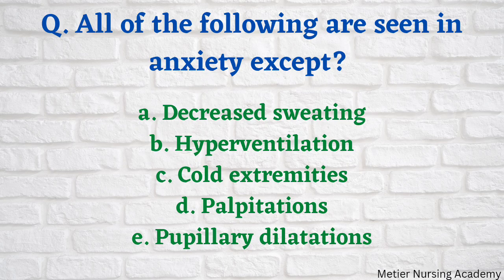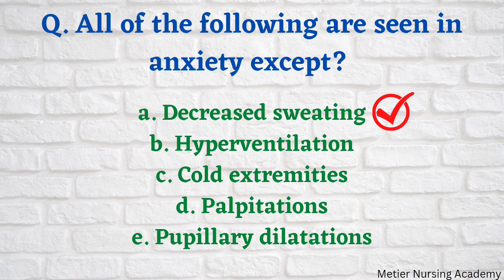The first question is, all of the following are seen in anxiety except. This question was asked in Kerala 1996. The options given here are decreased sweating, cold extremity, hyperventilation, palpitation, pupillary dilatation. And here the correct answer is option A, decreased sweating.